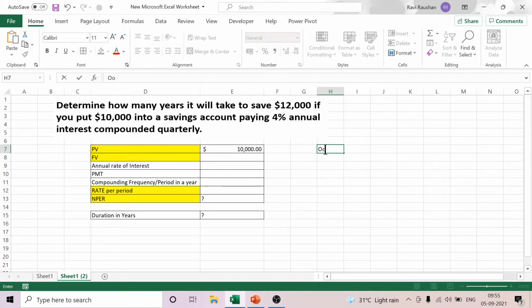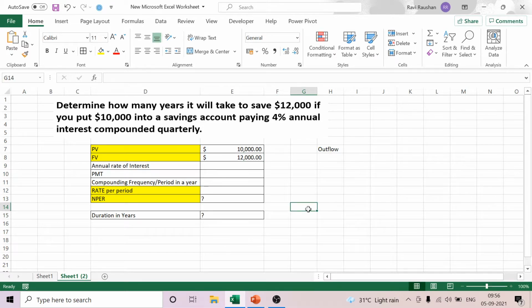That's what you will have to remember. So you can put a negative sign here itself, or you can do it in the equation. I prefer to do it in the equation. But if you forget it, you can directly put a negative sign here. Then put 10,000. Future value, because I intend to get 12,000 after the end of it. So I put future value as 12,000.